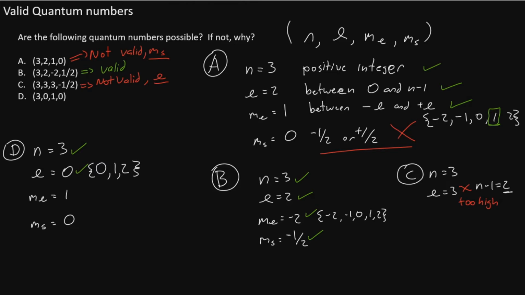ML must be between negative L and positive L. But since our L is 0, our only possible ML value is 0. 1 is not on the list. Therefore, this is not a valid configuration because ML is invalid. We could also look ahead and see that the MS is also not valid. But since our first error came from ML, we can stop there and say that the configuration is not valid by reason of ML.